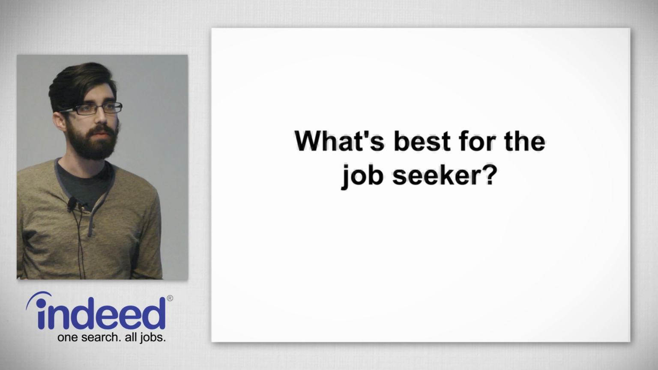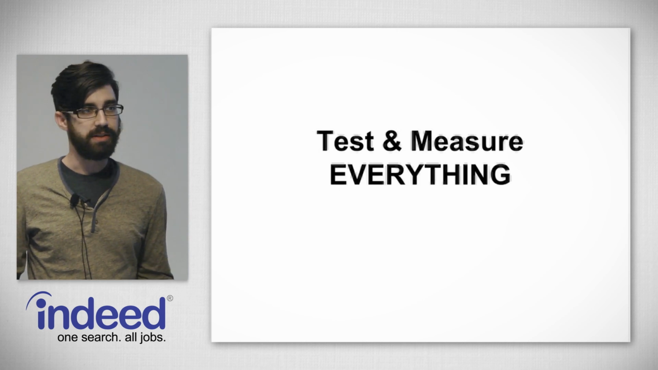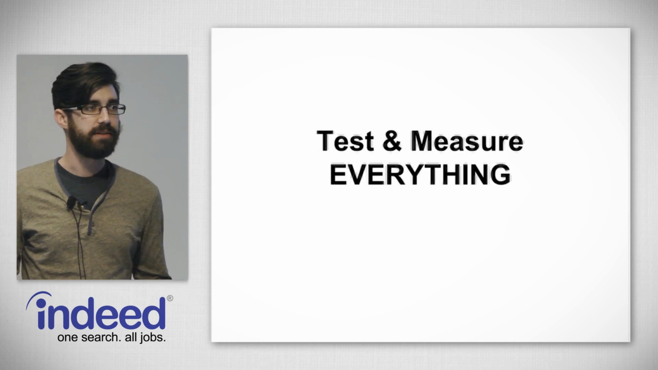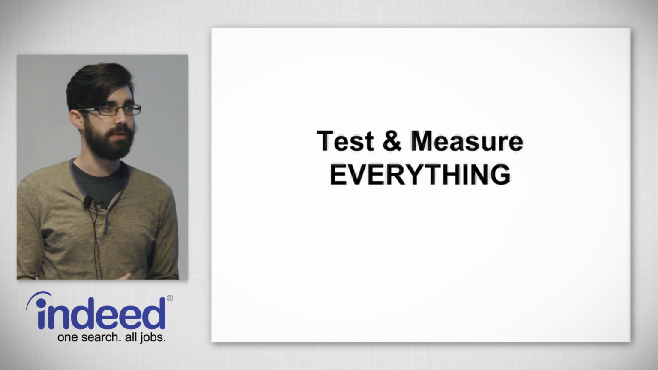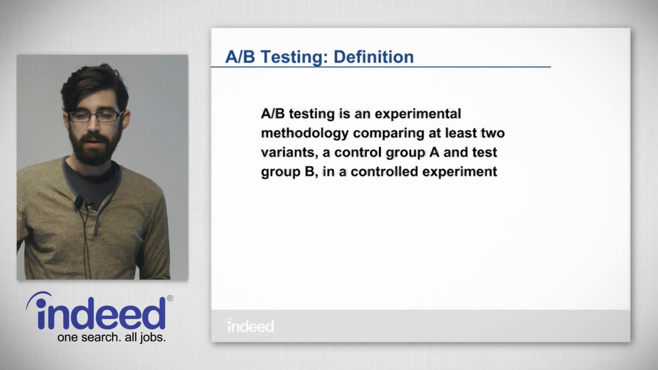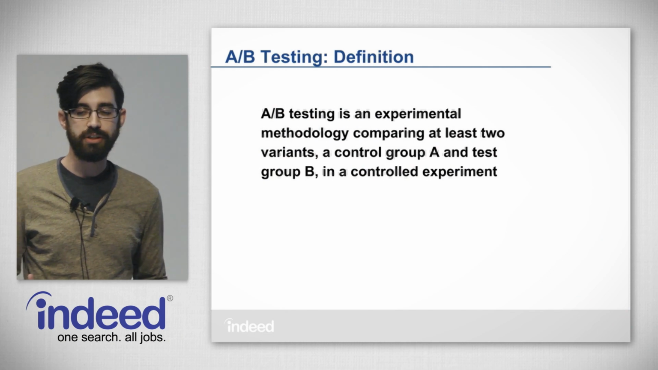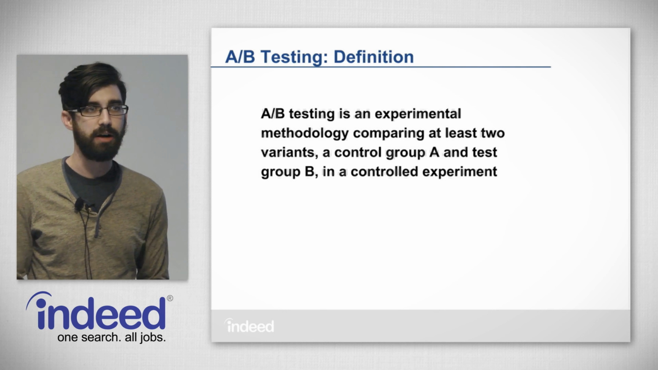And the way we figure this out is we test and we measure everything. When we say test and measure everything, we don't just mean all the metrics. We also mean every feature, every change across every product. Before we go in, I just want to give a little bit of definition for A/B testing, cribbed from Wikipedia. A/B testing is an experimental methodology comparing at least two variants, a control group A and a test group B in a controlled environment.